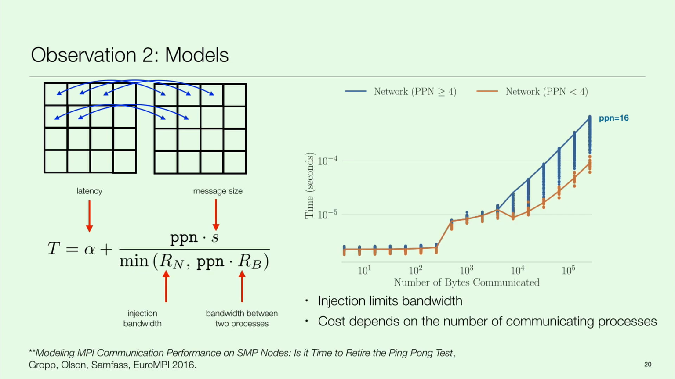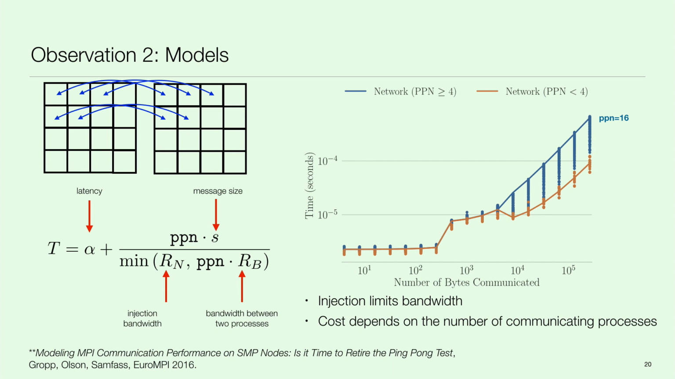So there are ways to make this a bit more accurate. This one is called a max rate model, where we can incorporate an injection limit. Okay, we've seen this in other types of models like the LogP model. And in this one, we can penalize what happens if we get to more and more communicating cores. And so I took the same plot here, and in the orange is where less than 4 communicating cores are used in the ping pong.